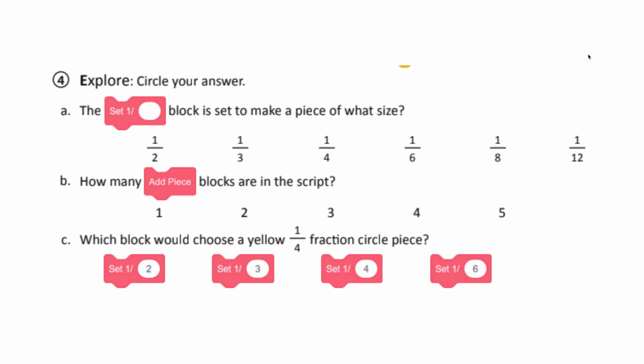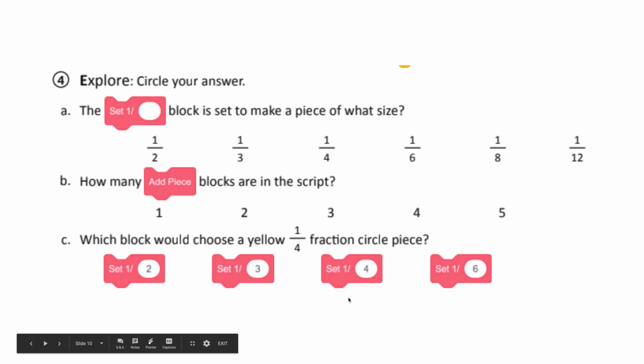With that step completed, we can now draw our attention back to the worksheet to complete question number 4. In question number 4, Explore, Part A asks to set the 1 over blank block is set to make a piece of what size? The correct answer is 1/6. For Part B, how many add piece blocks are in the script? The answer is 2. And lastly, for Part C, which block would you choose for a yellow 1/4 fraction circle piece? The answer is the third one, set 1 over 4th block.